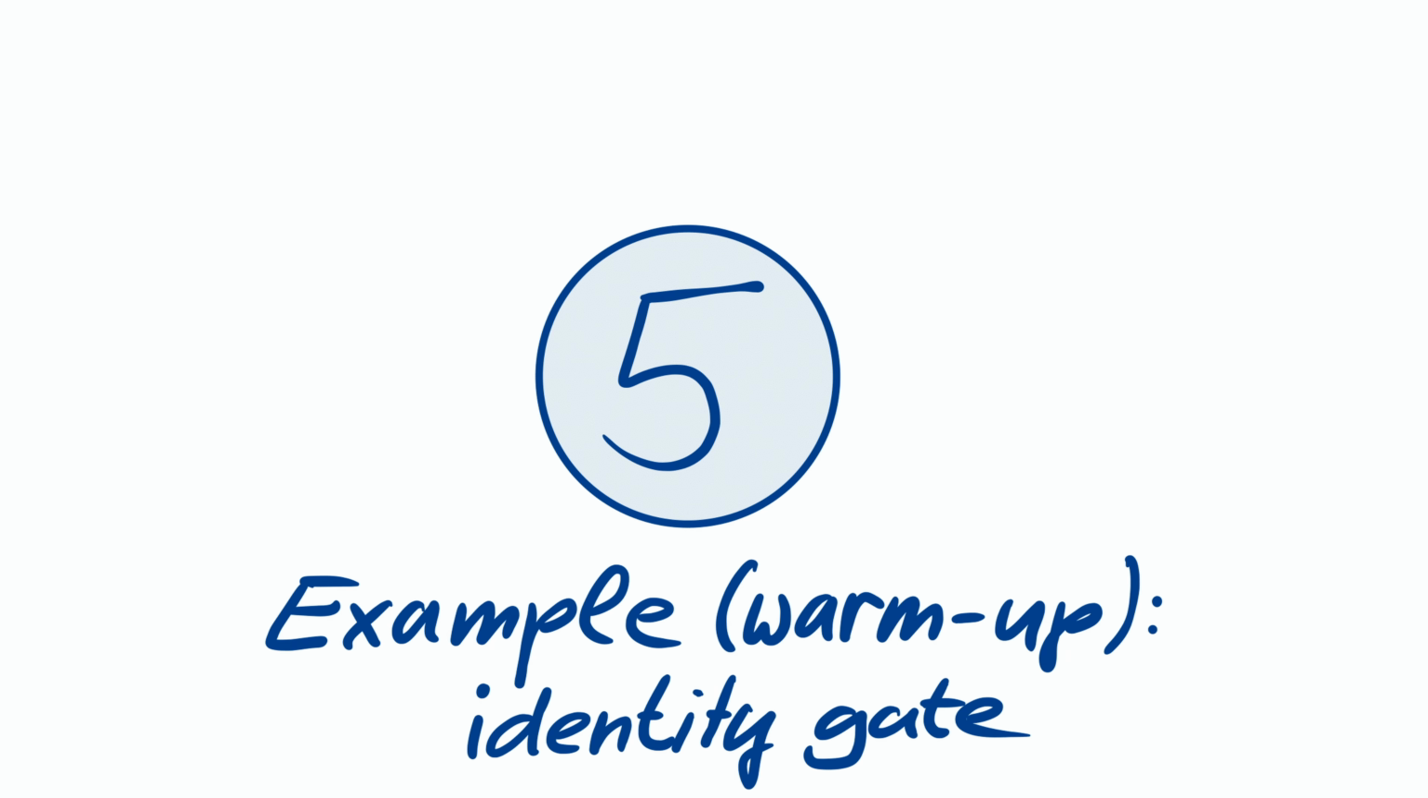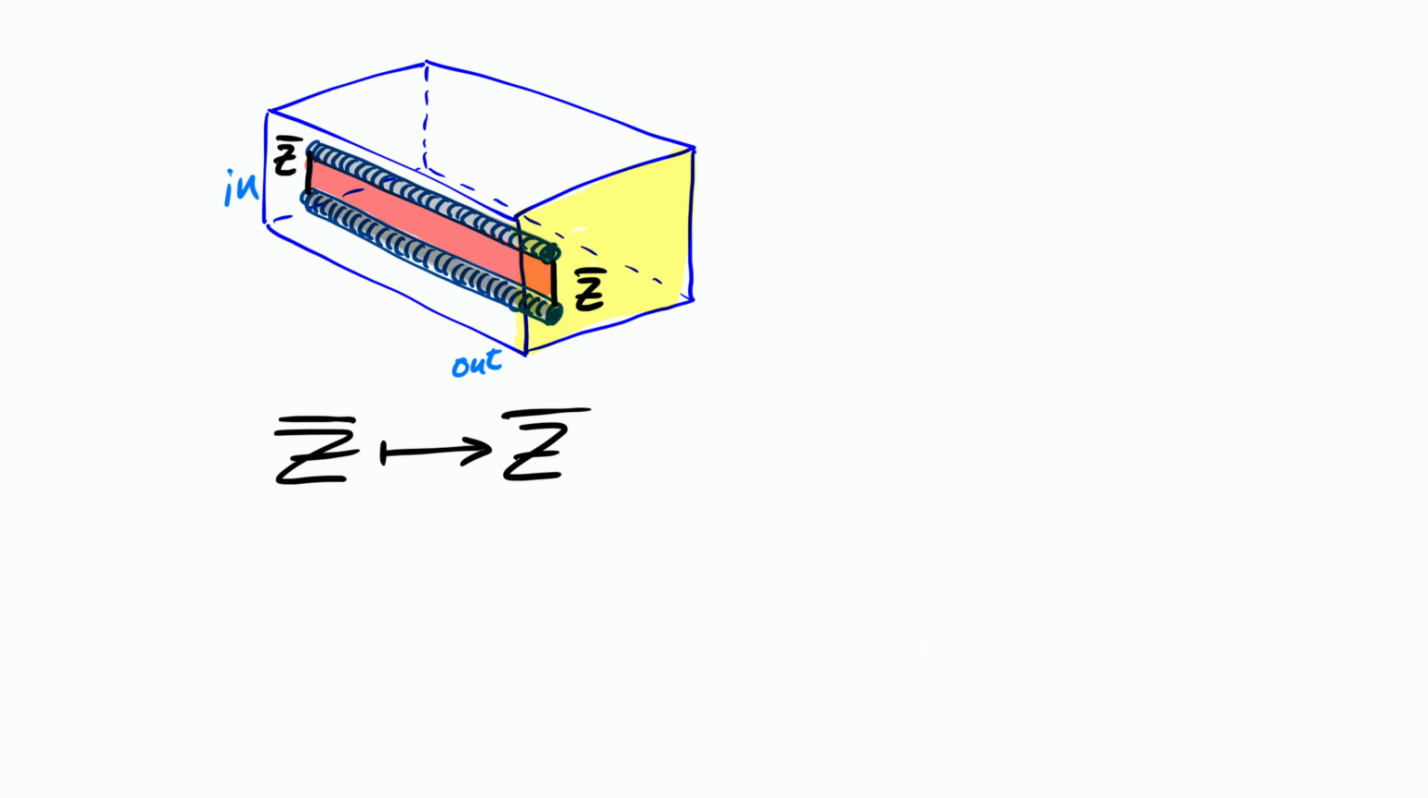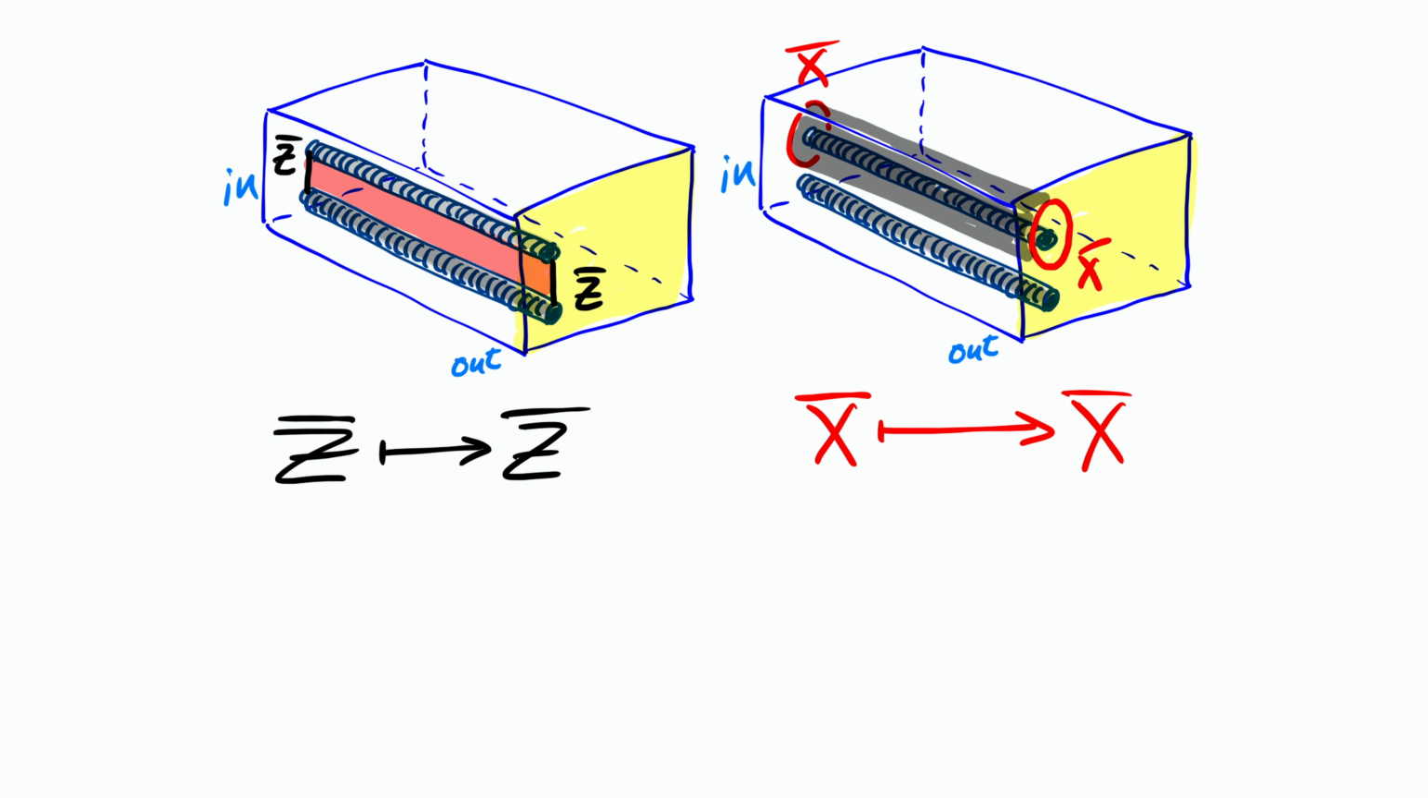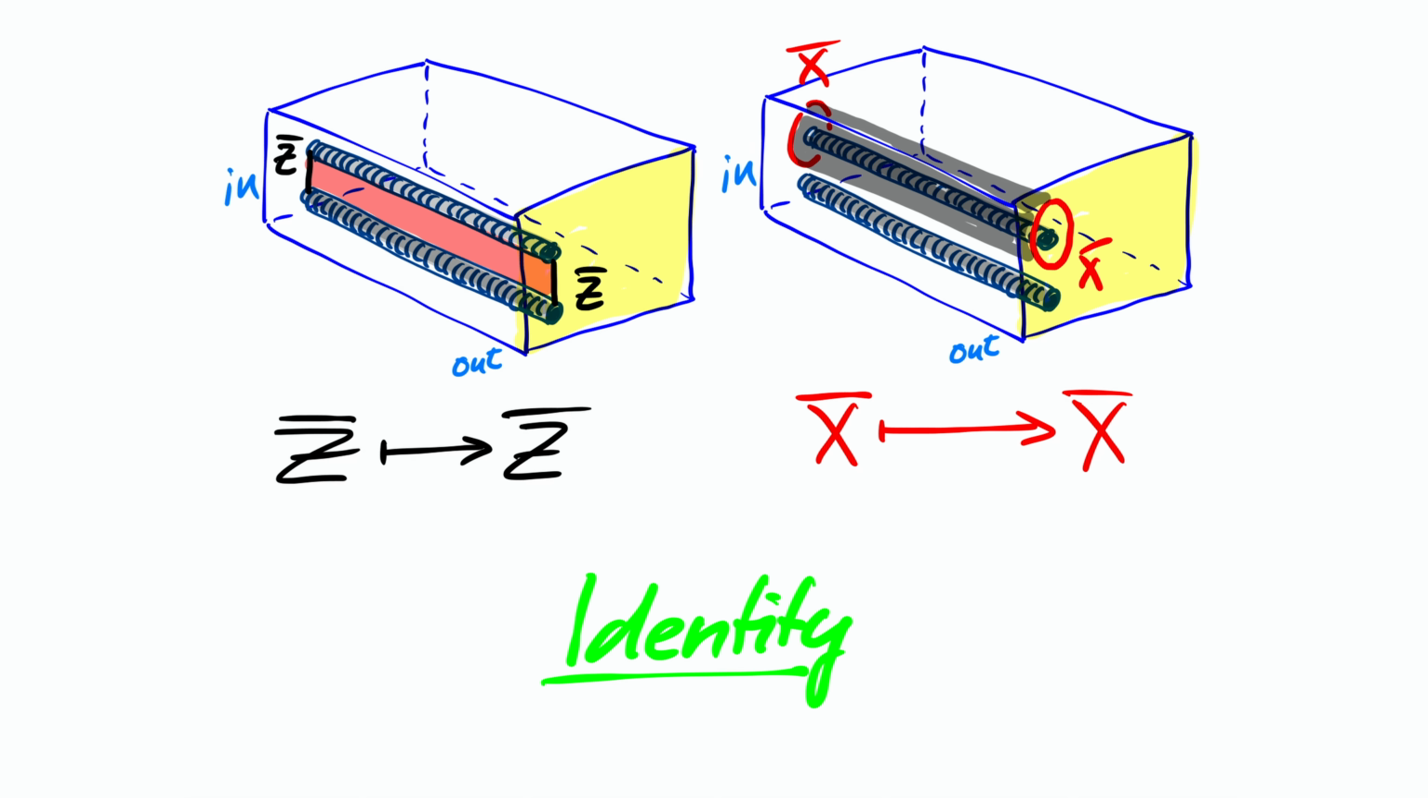Item number 5. We didn't initially have an item number 5 on our list, but we absolutely have to have it. Item number 5 is the examples. Our first example is really just a warm-up, the identity gate. The correlation surfaces that stretch along a pair of parallel defect lines convert a Z into a Z and an X into an X. That's the identity gate.